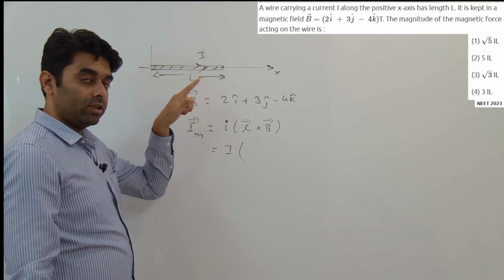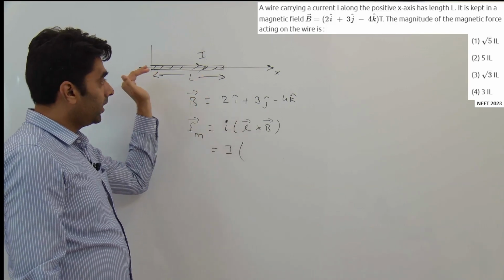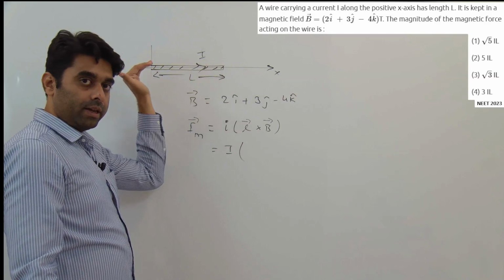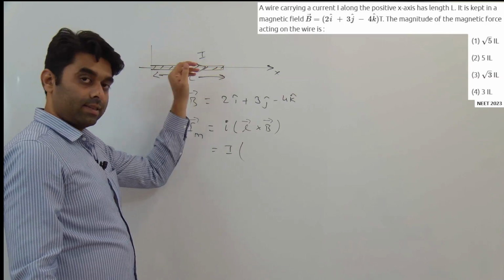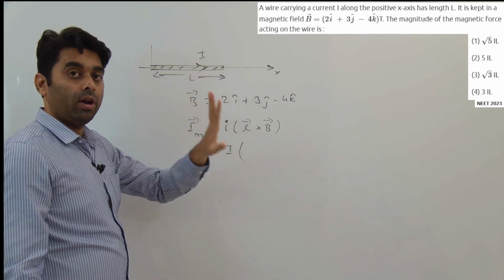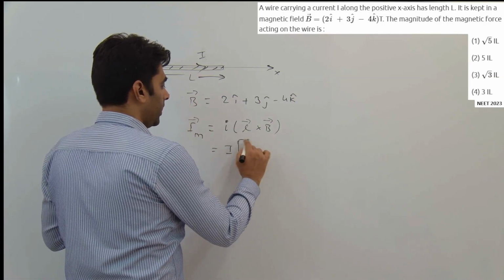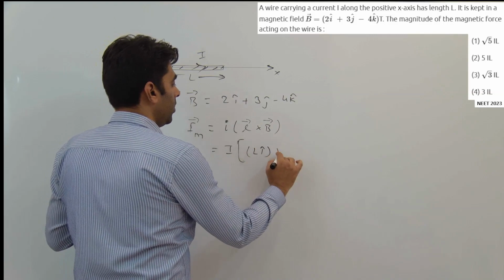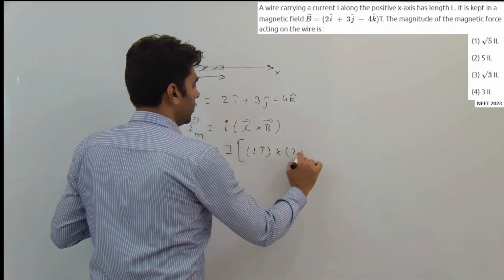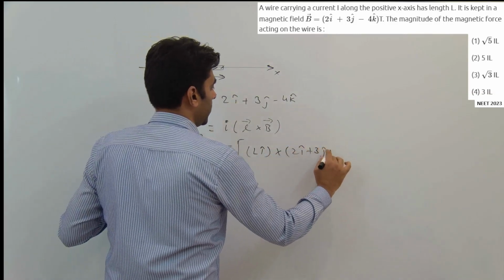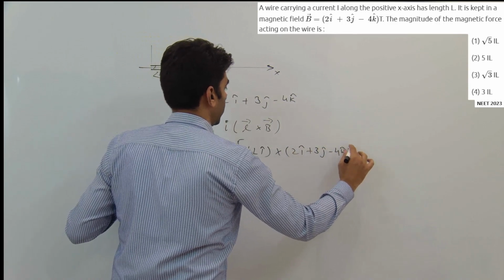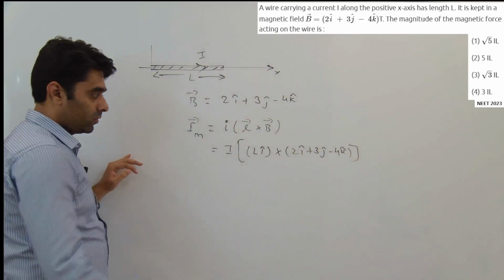The L vector direction is taken along the direction of current only, and it is present along the x axis, so the L vector direction is your i cap. So what do we get over here? Over here we get L i cap cross the magnetic field, which is 2 i cap plus 3 j cap minus 4 k cap, right? Now let us do the cross product of it.